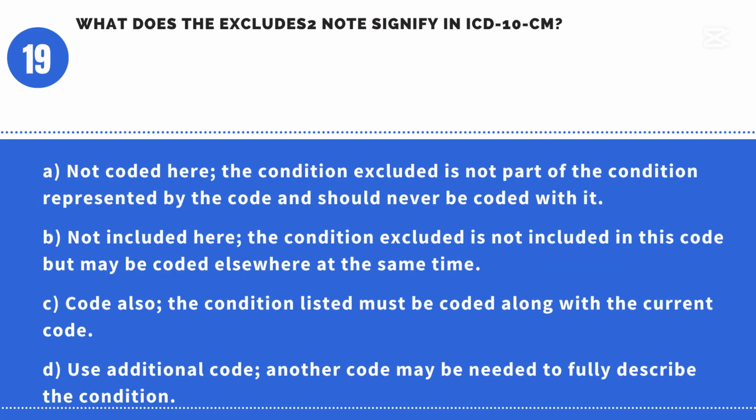Question 19. What does the Excludes 2 note signify in ICD-10-CM? A. Not coded here. The condition excluded is not part of the condition represented by the code and should never be coded with it. B. Not included here. The condition excluded is not included in this code but may be coded elsewhere at the same time. C. Code also. The condition listed must be coded along with the current code. D. Use additional code. Another code may be needed to fully describe the condition.